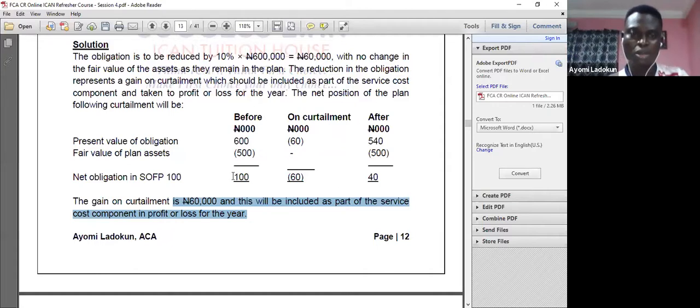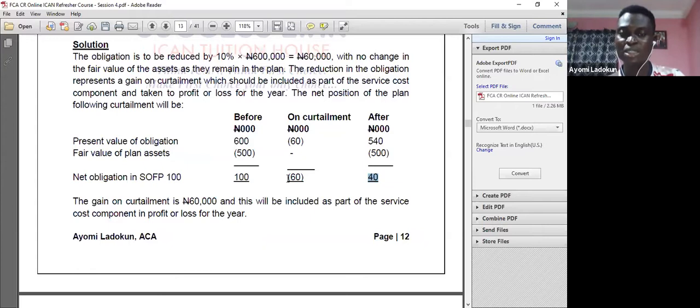When you net off your plan obligation and plan asset, you have 100. Can you see that? Now, my curtailment is 60. If you remove 60, my net liability position has reduced to 40. Sorry, the curtailment is 60, but the net position is now 40. So my gain on curtailment is actually 60.